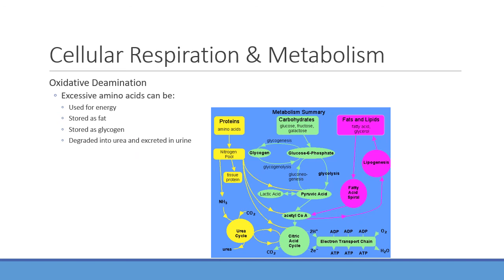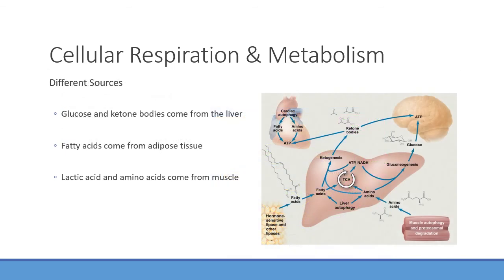Okay. So again, any of our macronutrients can be utilized for energy. Our body prefers glucose in most cases. However, it can utilize other sources as well, depending on the state the body's in. Looking at our different sources here, fatty acids primarily come from the adipose tissue, lactic acid and amino acids primarily from the muscle, and glucose and ketone bodies generally get produced within the liver. So again, it's important to know which organs are producing the majority of these different products that are utilized for energy.